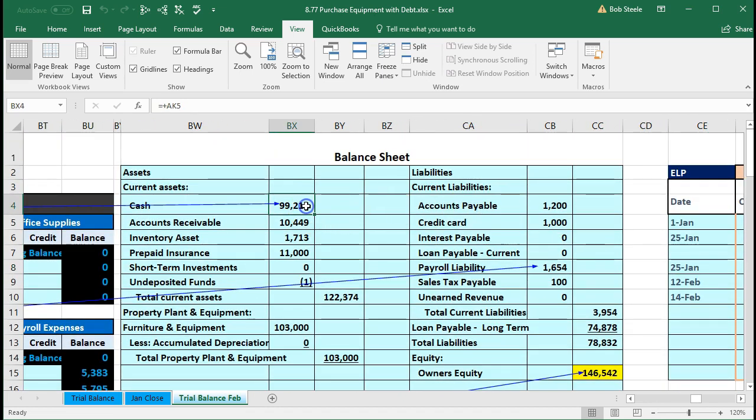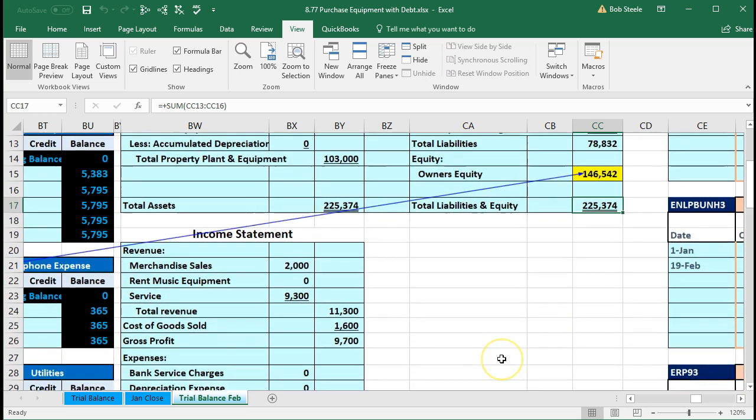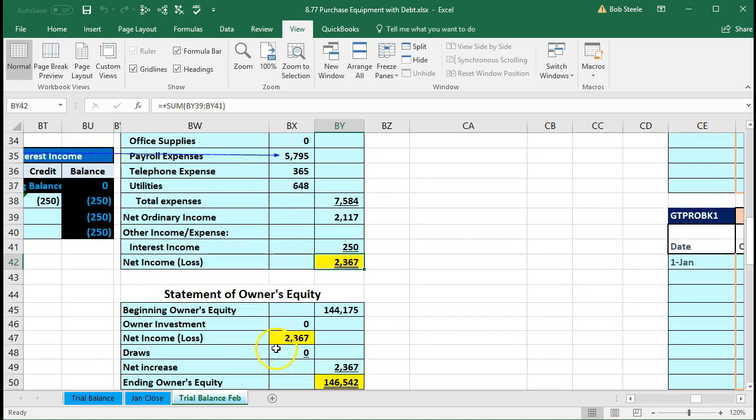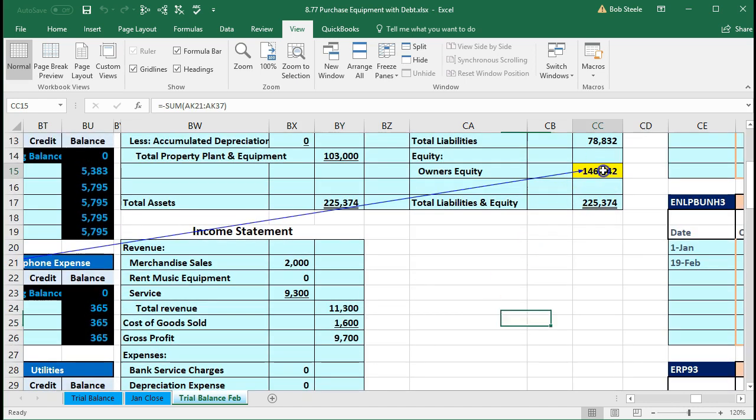Here we have it. We've got cash there, and we have the payroll liabilities. Looks like it's updated. Our total assets still equaling liabilities and equity, as this is updating automatically as it would in financial accounting software. We see that the income statement has been adjusted for the payroll expense, which is a fairly hefty expense, making the net income go down to $2,367. Still income at this point. We have that same amount, $2,367, on the statement of owner's equity, part of the ending balance of $146,542. That found as well on the balance sheet.